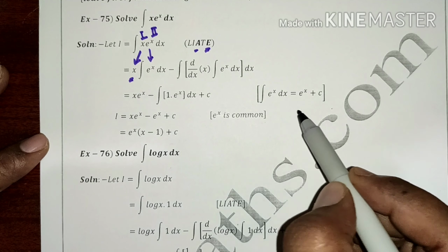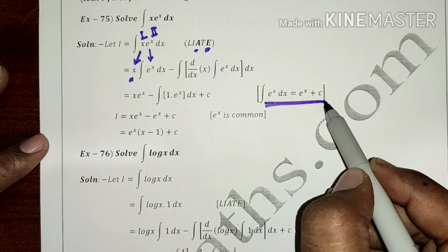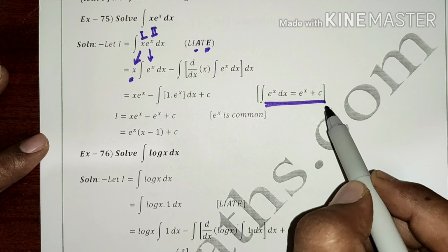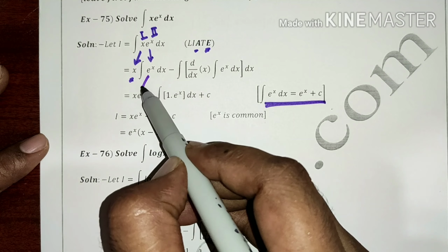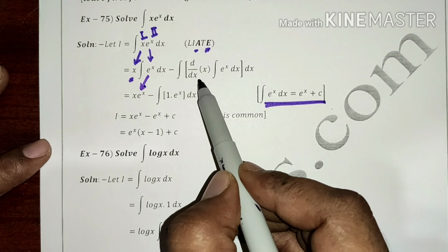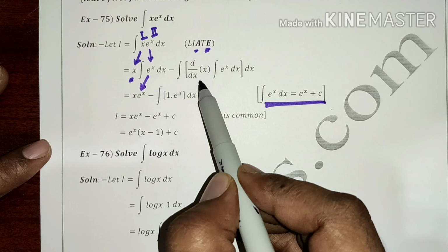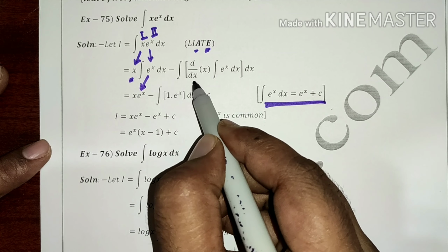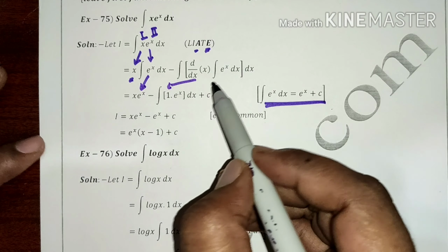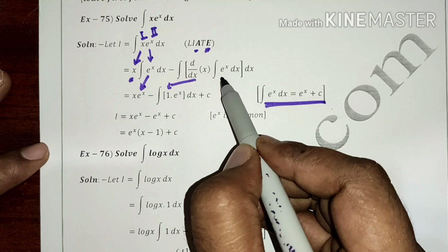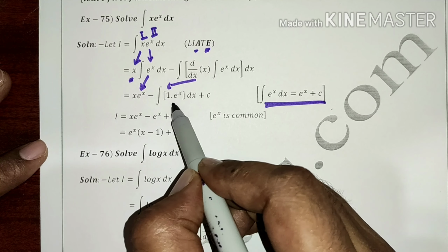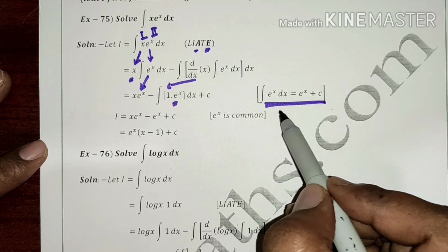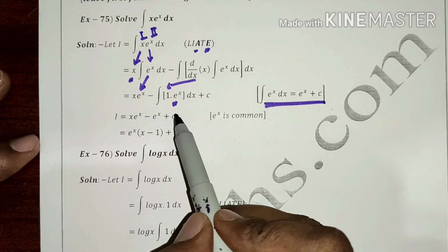See here, we know that the integration of e raised to x is e raised to x. We also know that the derivative of x is 1, so we write 1 in place of the derivative of x. And again the integration of e raised to x is e raised to x, that's why there is e raised to x.